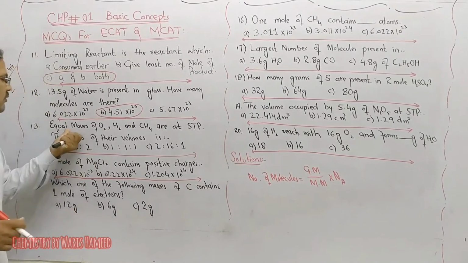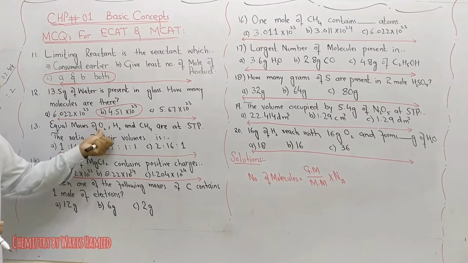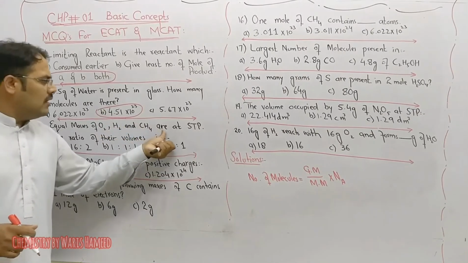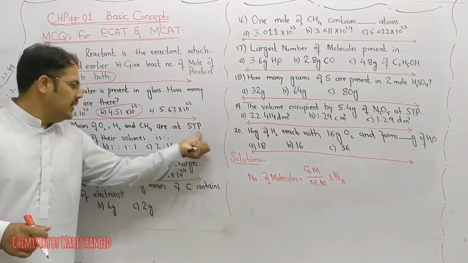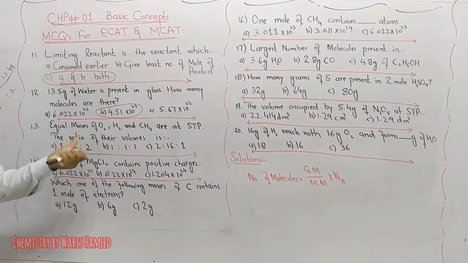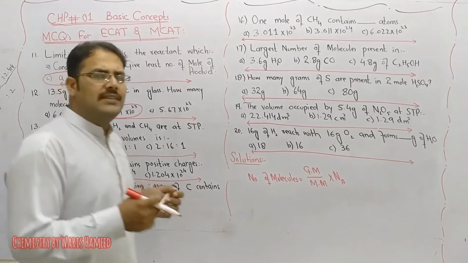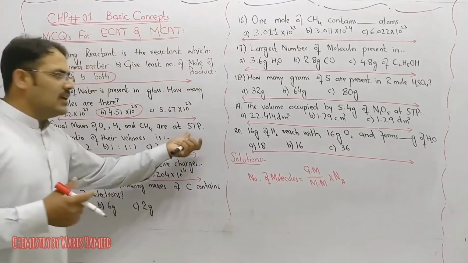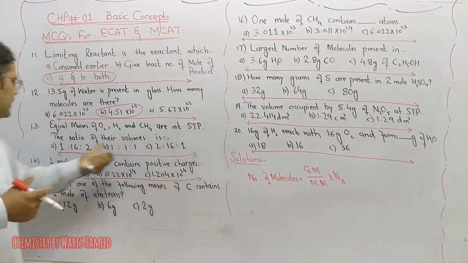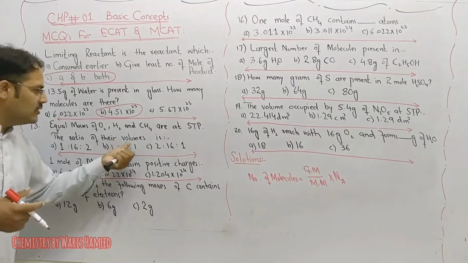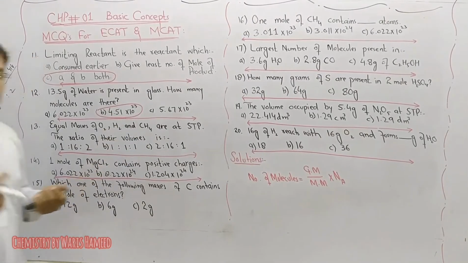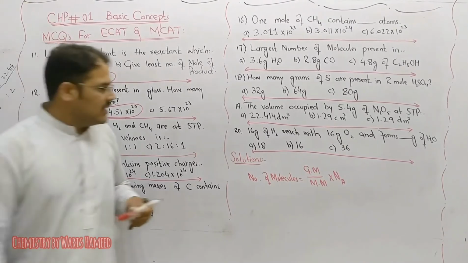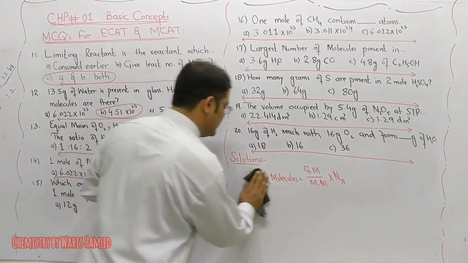Next, equal masses of oxygen, hydrogen and methane are at STP. It means we have equal masses of oxygen, hydrogen and methane, and the conditions are standard temperature and pressure. The ratio of their volumes is? For the solution, just take equal masses of these three gases.